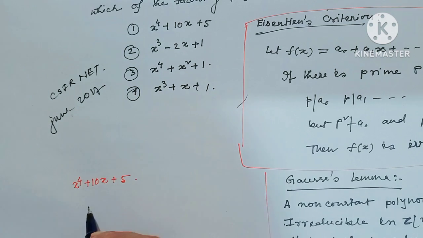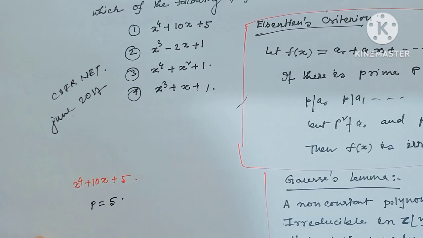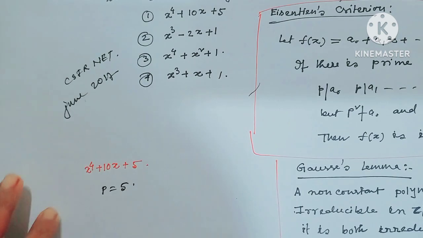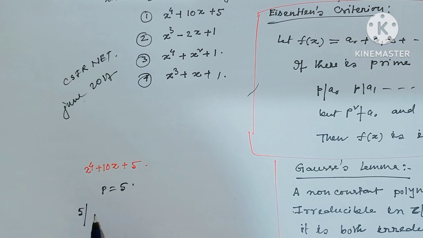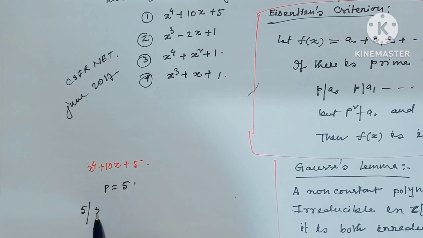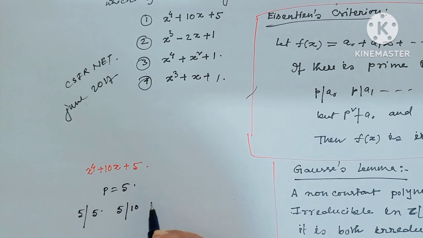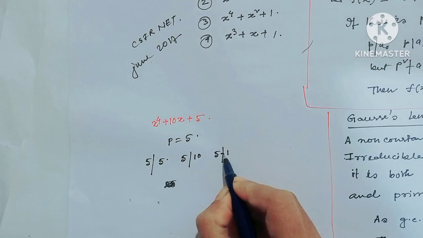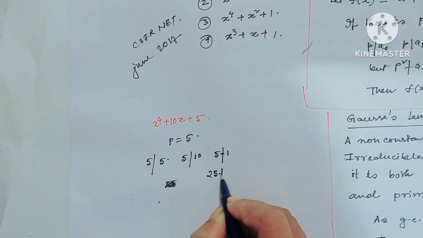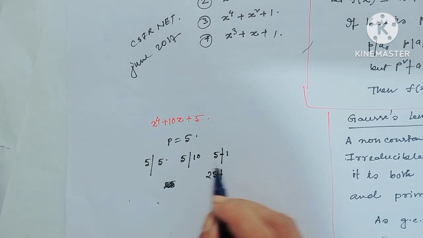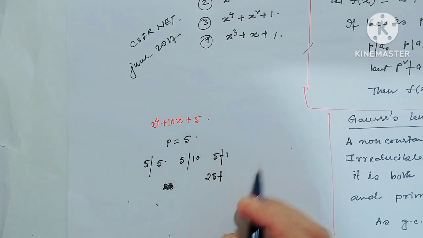Here, consider p equal to 5. And for this prime, obviously 5 divides 5, 5 divides 10, but 5 does not divide 1, and 25 does not divide a naught. Here a naught means 5.